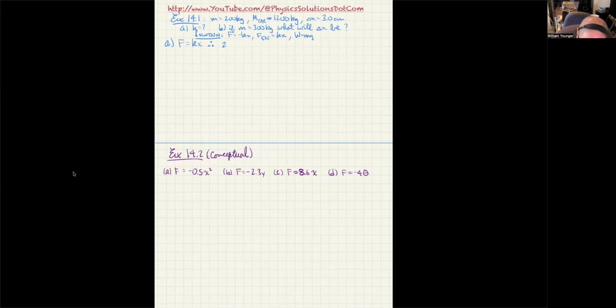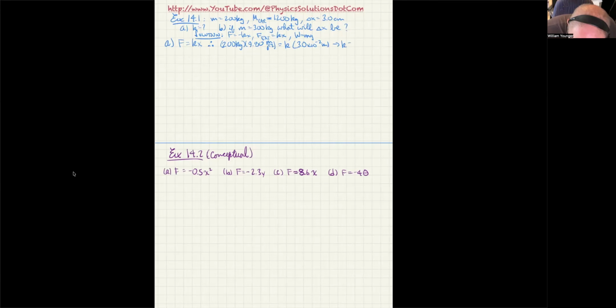So I'm going to say 200 kilograms times 9.80 meters per second squared is equal to K times, now we do want the units to be in the fundamental base units for the SI system. So that's the kilogram for mass, even though it has a prefix. It's the meter for distance, and it's the second for time. So this is actually 3.0 times 10 to the negative 2 meters.